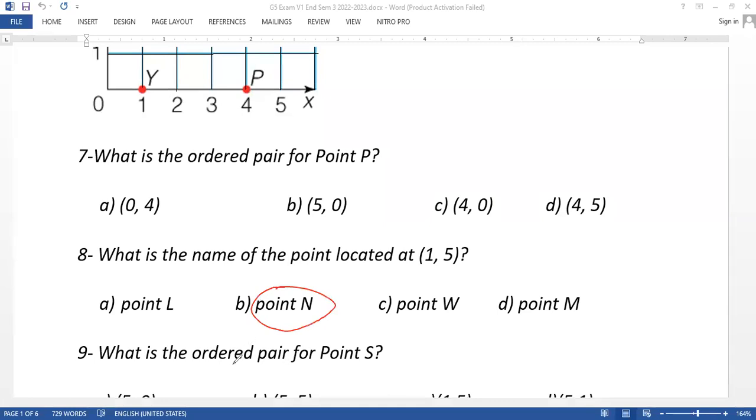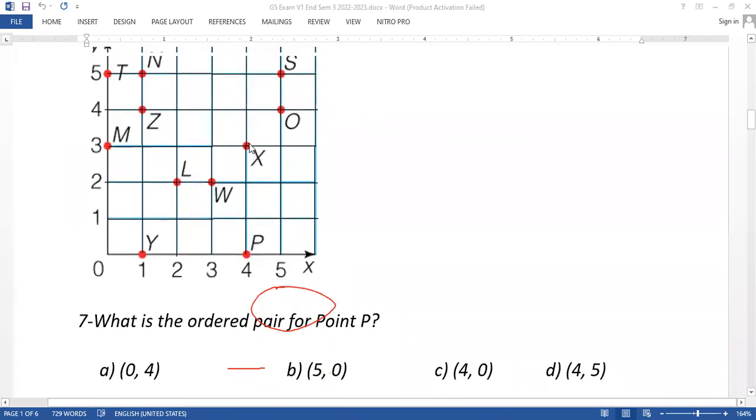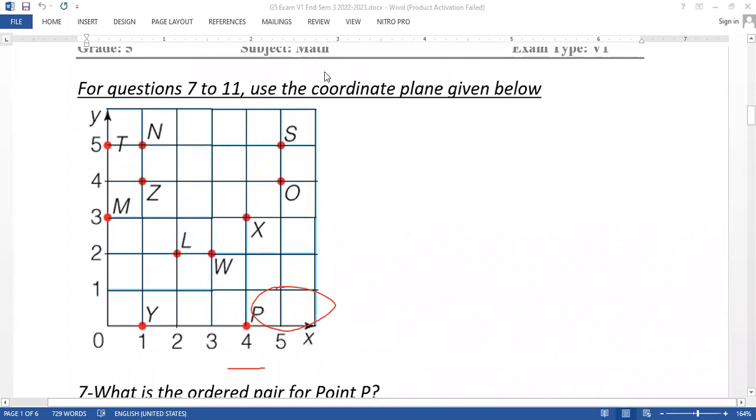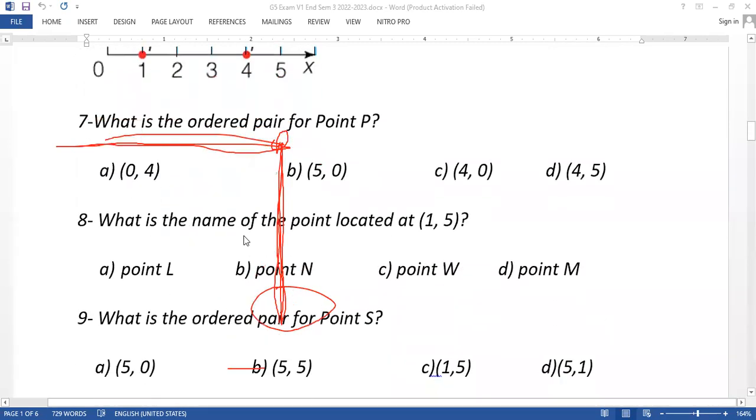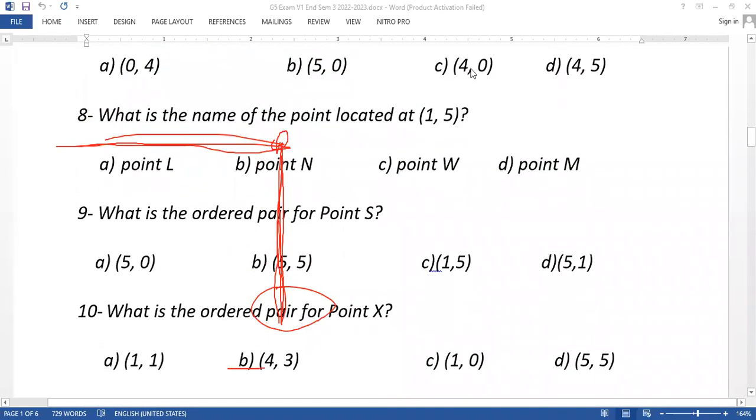What's the ordered pair for point S? Now let me go to point S. Here's point S. The x coordinate of S, I go to the x-axis, it's 5. And the y coordinate is 5. So S is 5, 5.